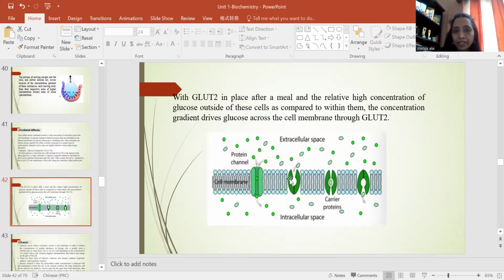Here is the diagrammatic representation of glucose transportation. As you can see, this is a cell membrane, and these are the carrier proteins. These carrier proteins are required for the transportation of glucose molecules. The extracellular space has a lot of glucose molecules, and they will be entrapped in these carrier proteins. These carrier proteins will then release the glucose molecules into the intracellular space. And this is how facilitated diffusion helps to transport larger molecules through the cell membrane, right?